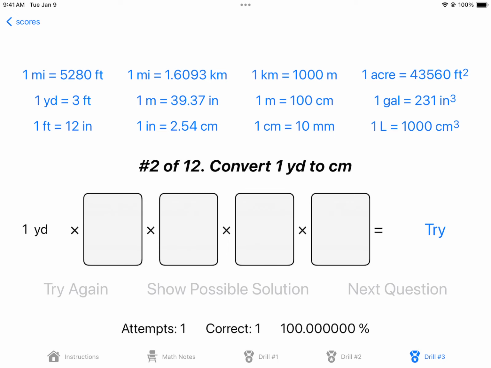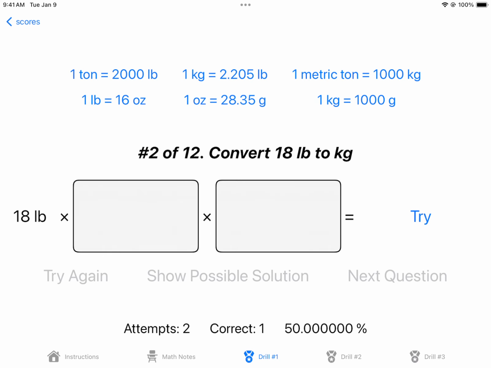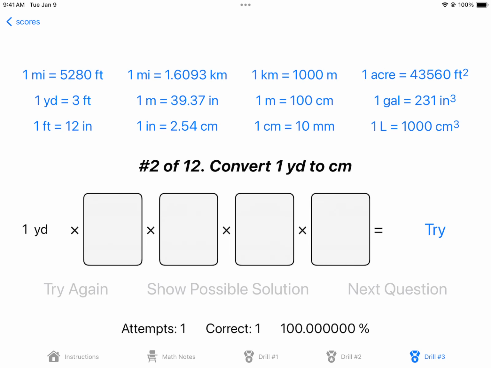So I think the first drill is due, drill number 1, which was weights, wasn't it? Yeah. Drill number 1 is weights. That's going to be due first. And then drill number 2 and drill number 3 will be due at the same time, but after drill 1, like a couple days after or something. Okay, cool.